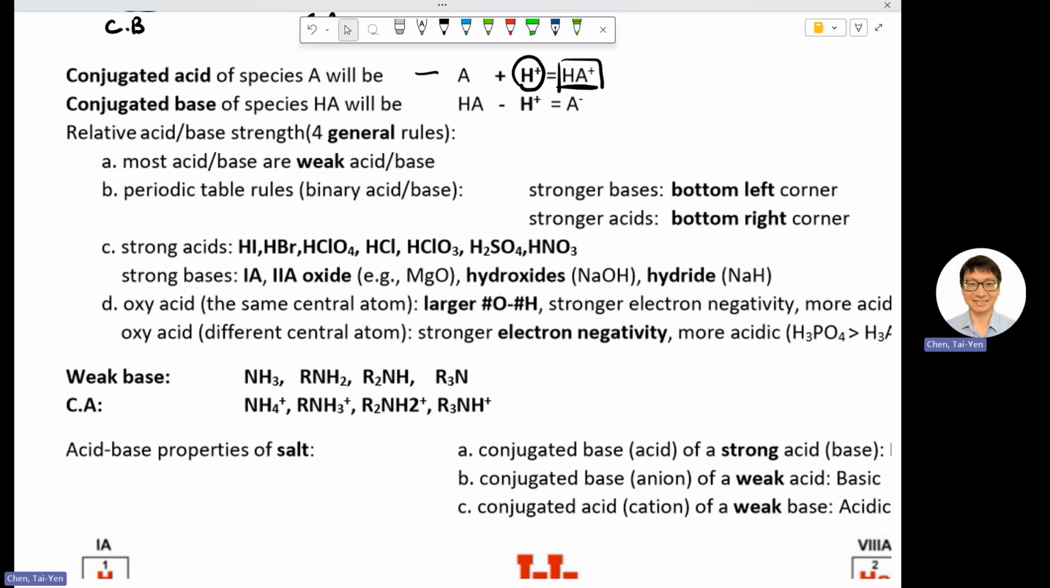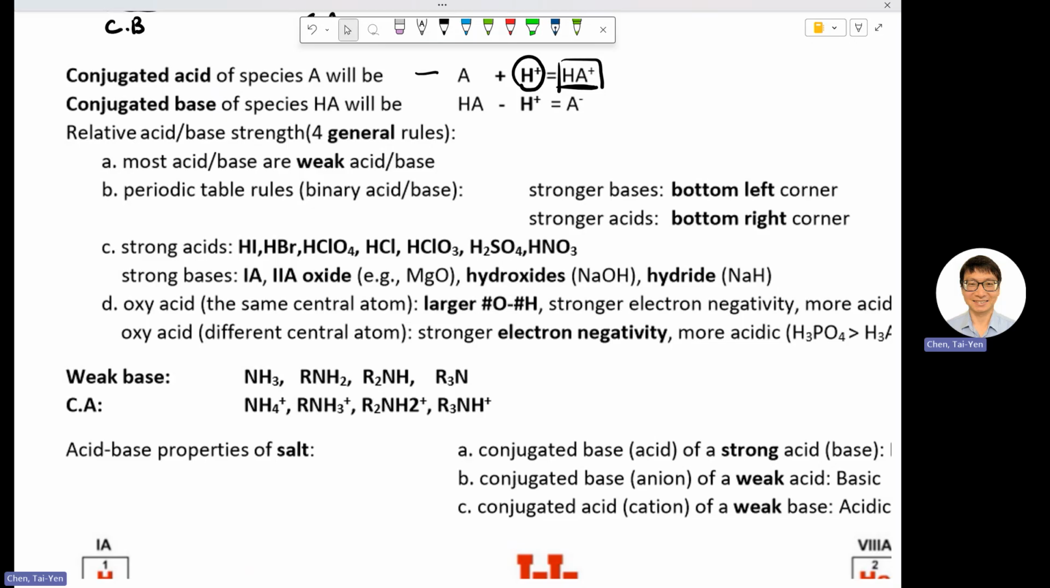So rule number one is very simple. Most acids and bases are weak. Meaning that if you encounter a molecule and you don't know what it is, and you need to guess, guess weak acid or base. You have a pretty high chance of getting it right. But of course, we are educated students, so we want to do a better job than that.